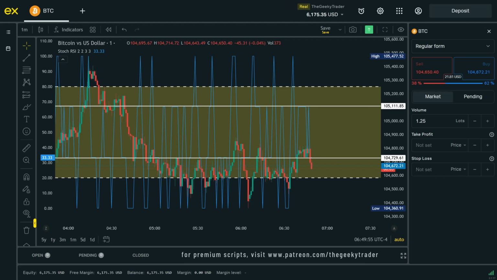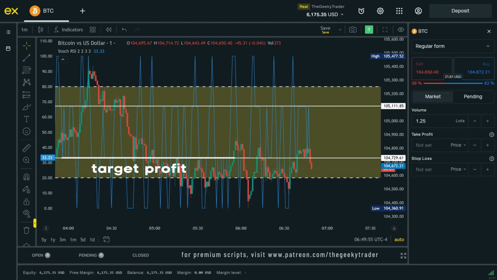Now let's take a closer look at the chart. For example, right here, notice how the price makes a pullback or a reversal and then crosses back below the dotted line and through one of our key levels. That's exactly where we look for a sell opportunity. Once that confirmation happens, we can enter a short position and aim to take profit at the next support level or the next dotted line below. This gives us a very clear entry and exit plan.